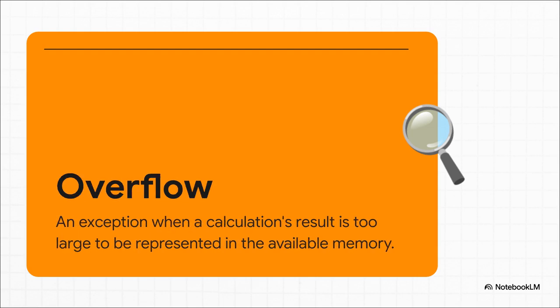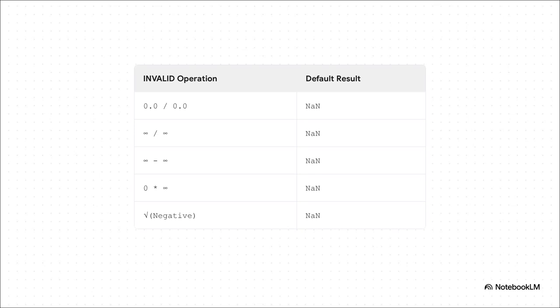Of course, computers aren't infinite. They have a limited amount of memory to work with. So when a calculation produces a number that's just too big to store, we get something called an overflow. It's kind of like trying to write a whole novel on a single sticky note. It's just not going to fit. The IEEE 754 standard gives us a way to handle this gracefully, which prevents the whole system from crashing. This table here is a great little summary of these rules. For all of these weird, undefined operations, the standard gives us a consistent answer, NaN.